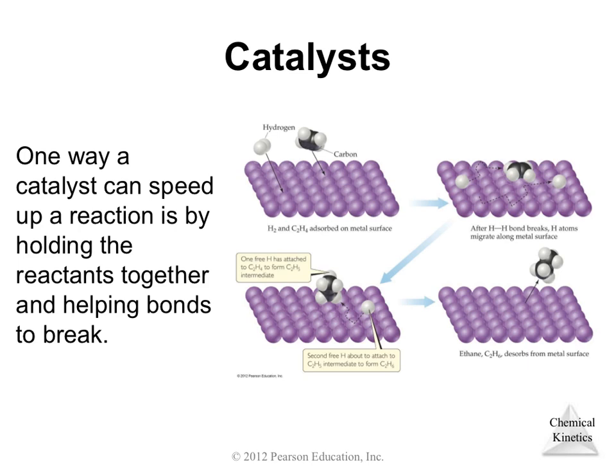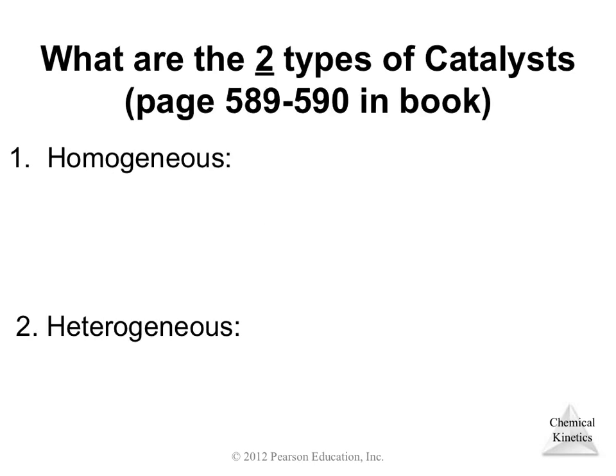So again, you guys, catalysts are just a way to speed up the reaction. It might be like holding reactants together or helping bonds to break. So depending on the catalyst, it might have a different function. There are two types of catalysts. You can read more about them in your book on pages 589 to 590.